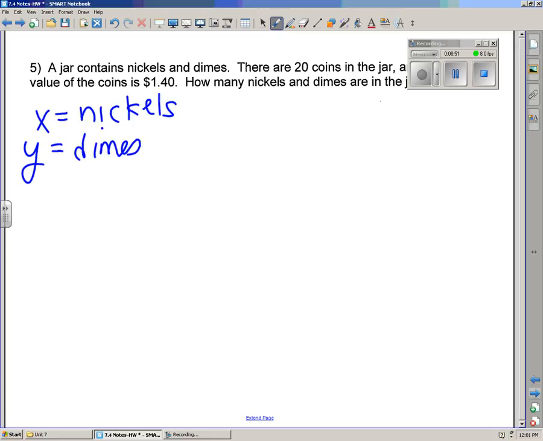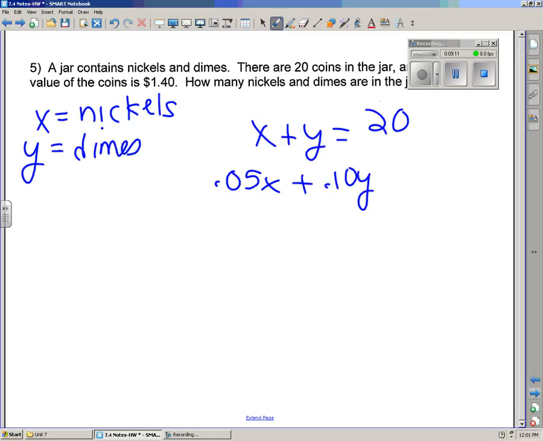Well, there are 20 coins in the jar. Coins are comprised of nickels and dimes. So x plus y equals 20. Well, the value of the coins is $1.40. Now, here's where you've got to be careful because nickels are 5 cents. So basically, 5 cents, 0.05x, plus dimes, 10 cents, 0.10y equals $1.40.